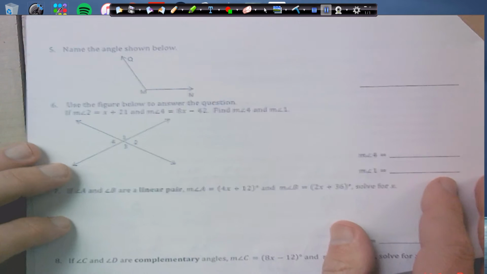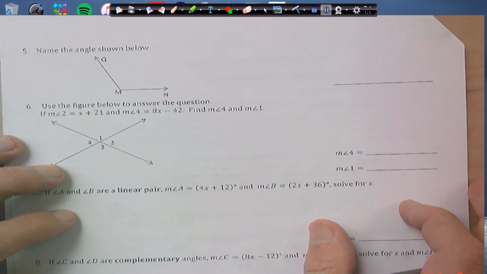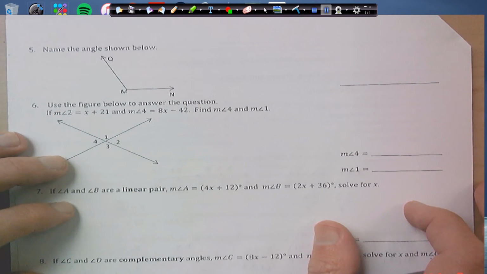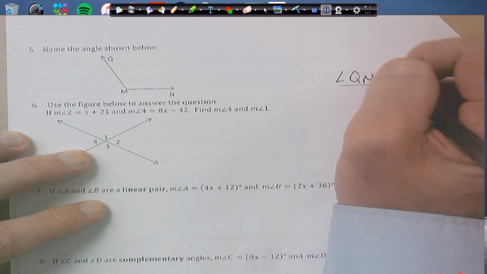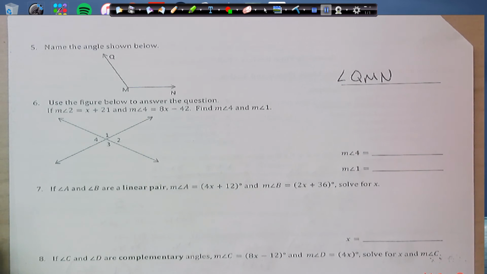All right. This next one, it says name the angle shown below. So all we have to do is really just say angle QMN. I'm just getting you practice of labeling angles. This next one is figure out the question.